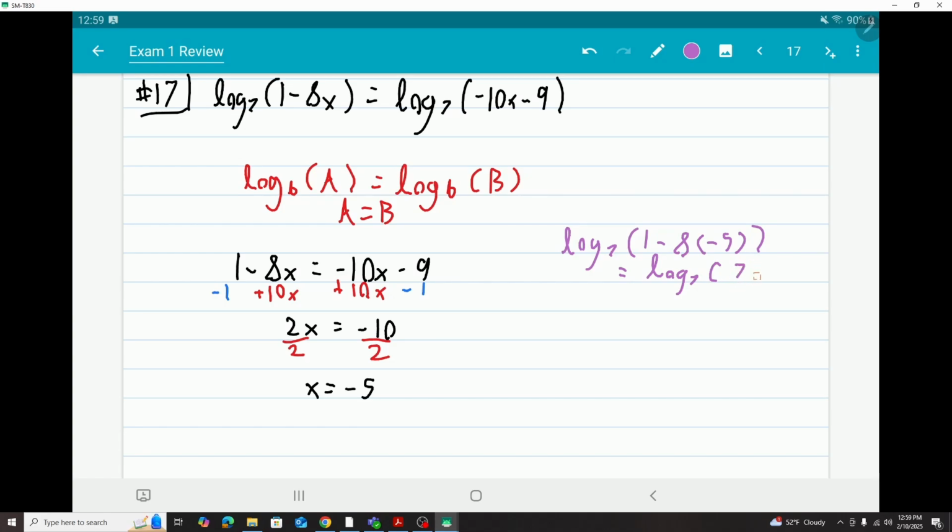Oops, okay, I got the wrong calculation there. Minus 8 times minus 5 is 40. So this would be 41.